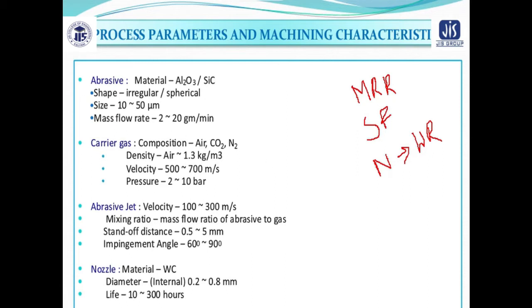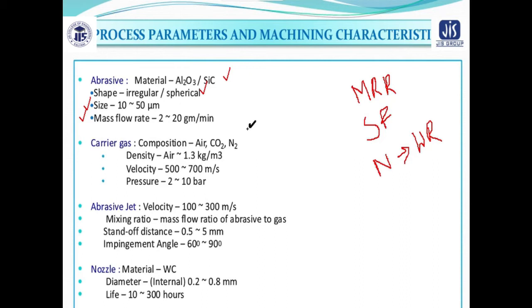First, we are talking about the abrasive. We are going to select aluminum oxide or silicon carbide. What type of shape should it be? It should be regular, irregular or spherical. The size should vary between 10 to 50 micrometer. And what should be the mass flow rate? It should be between 2 to 20 gram per minute.